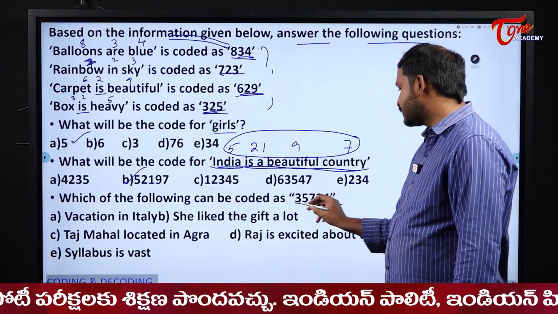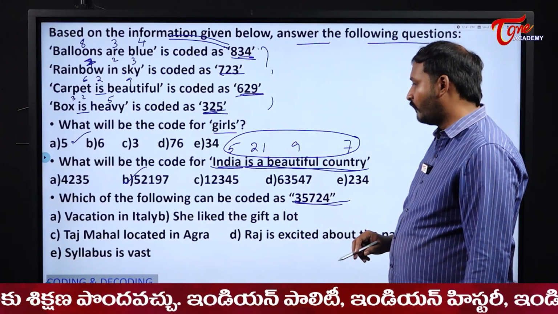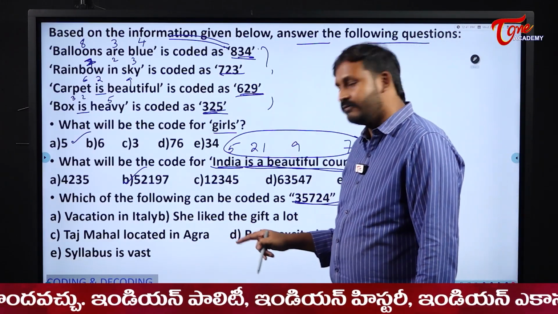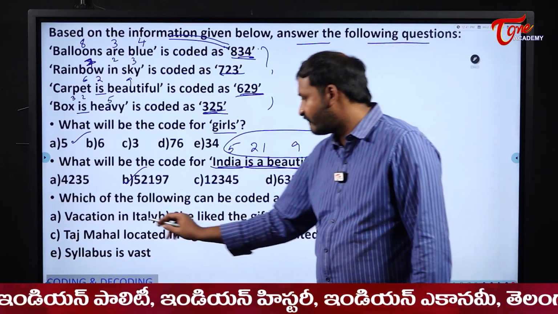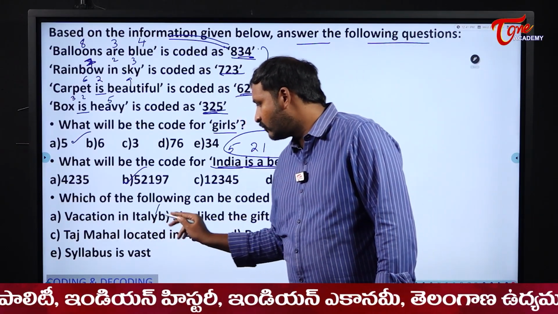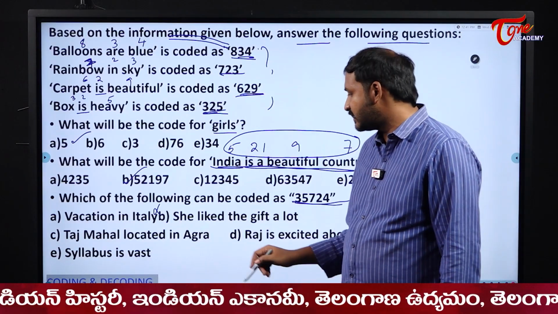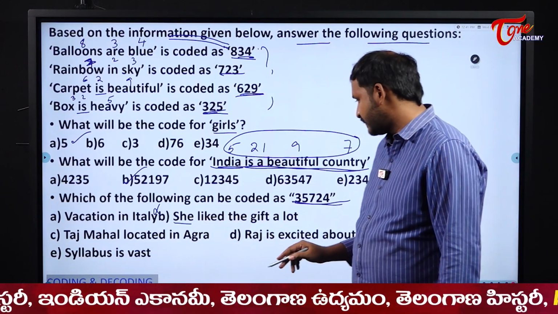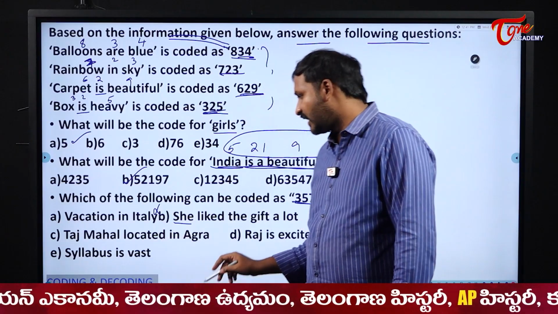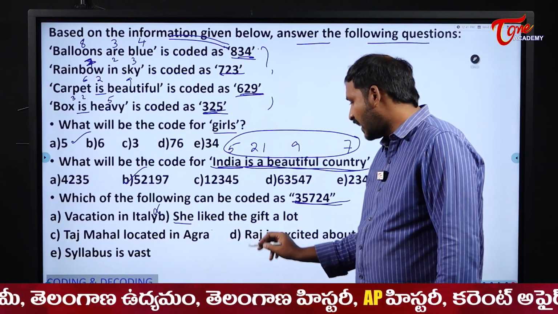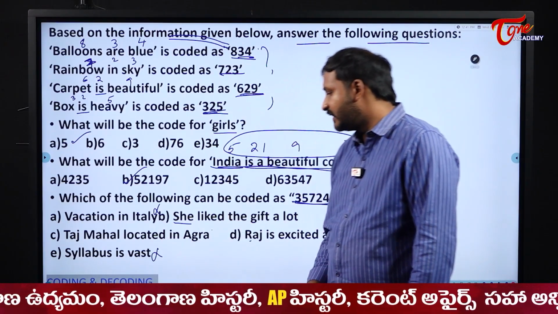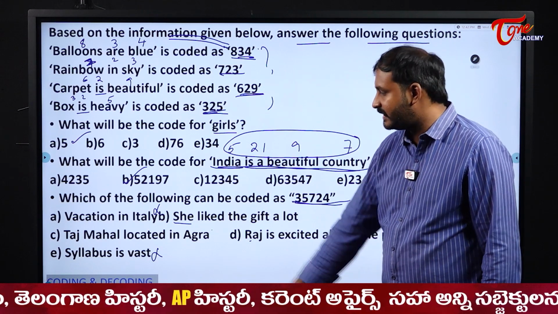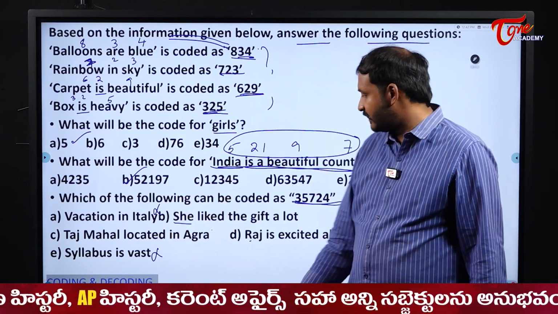Then next one. Which one will be coded as 35724? That means the first word should contain only 3 letters. See my first option, vacation. It has more than 3 letters, so that will not be my answer. There is a chance for "she", yes. Then next there is a chance for "Taj", yes, there is a chance for this one, "Raj". And when it comes to option E, it is more than 3. So the 2 options are deleted. My first option and last option are deleted.